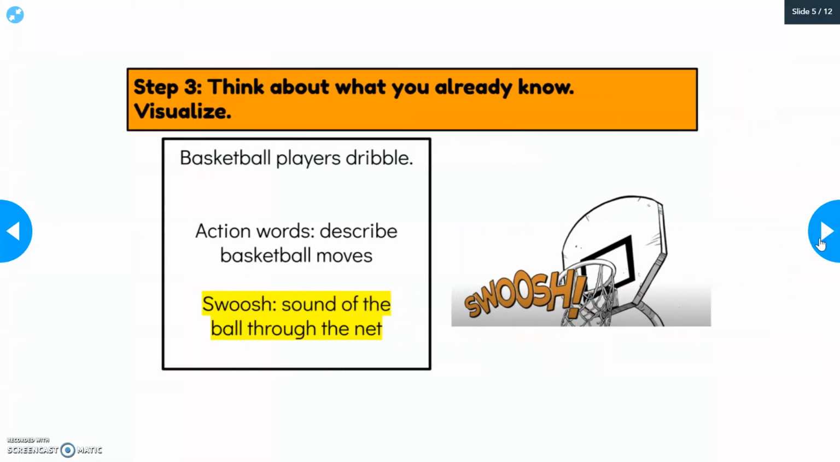The next step is I need to think about the evidence that I just gathered and what I already know about those things, okay? And so I know that basketball players dribble, right? And I know that these action words describe the basketball moves, right? The swoosh is literally the ball going through the net. Okay, so I already know these things. I've seen basketball, I've watched people play basketball, so I know maybe why the author put the words unusually and in all caps.